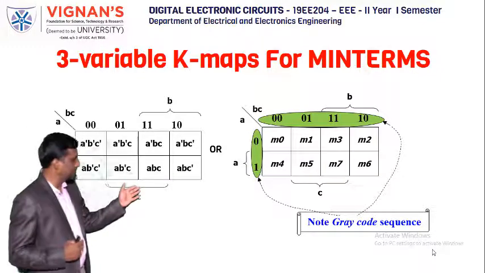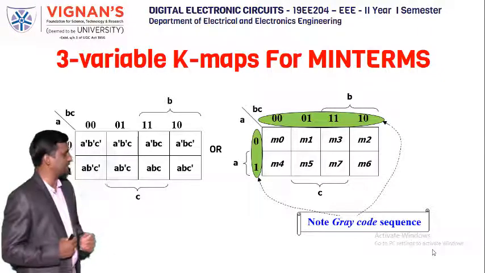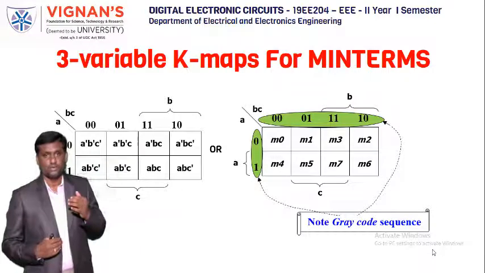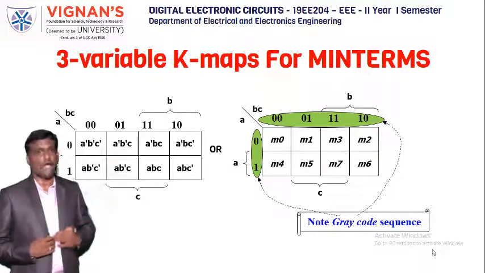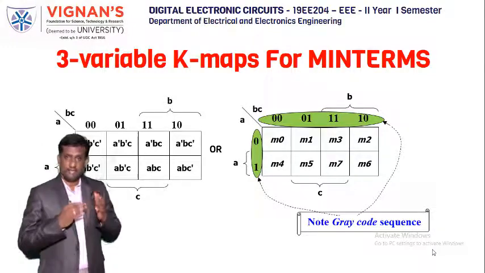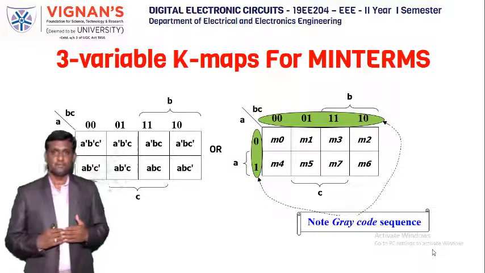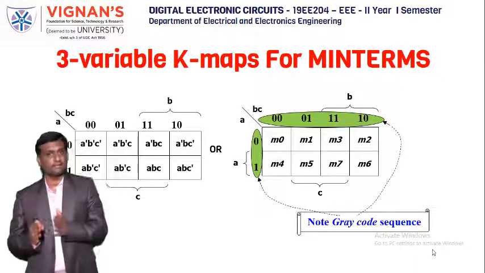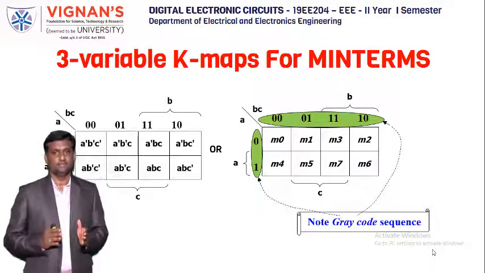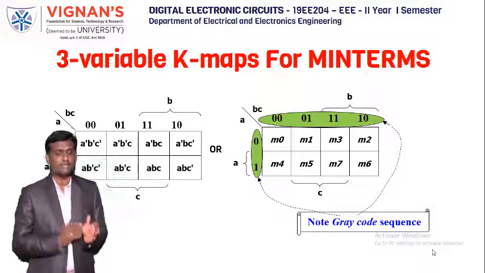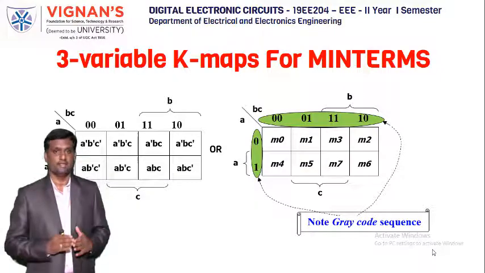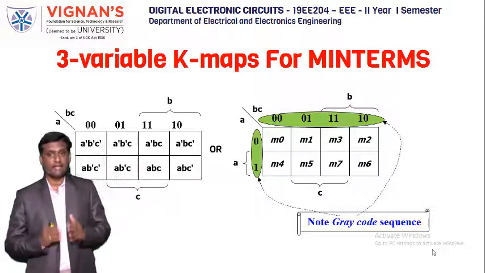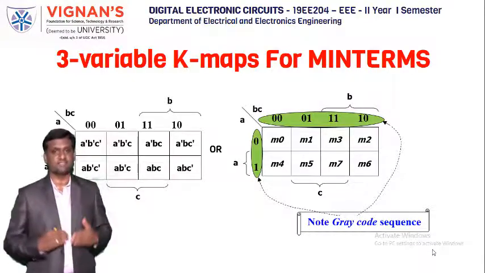With B and C, there are 4 possibilities. Those 4 possibilities are 0 0, 0 1, 1 1, 1 0, which I have used here, because in this K-map representation the bit difference from one cell to another cell should be 1. That's why, if you see, we have followed here the gray code sequence, that is a 1 bit difference sequence.